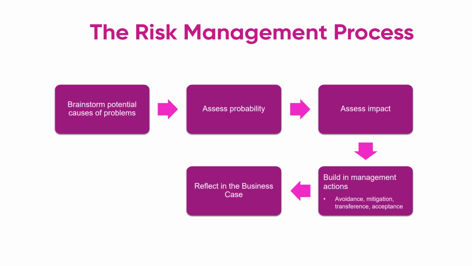Can we steer clear of this risk entirely? Mitigation. Is there a way to reduce the impact? Transference. Could we shift this to someone else, like using insurance? Acceptance. Maybe we accept the risk, knowing it's manageable. Reflect in the business case. Once we've sorted the risks, we include them in the business case so everyone's aware and prepared.